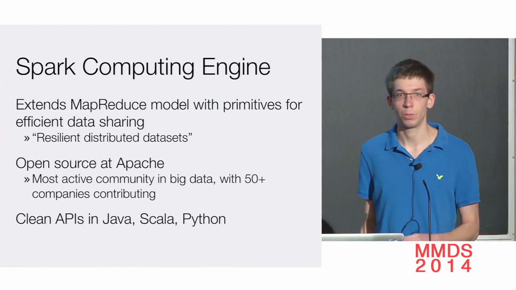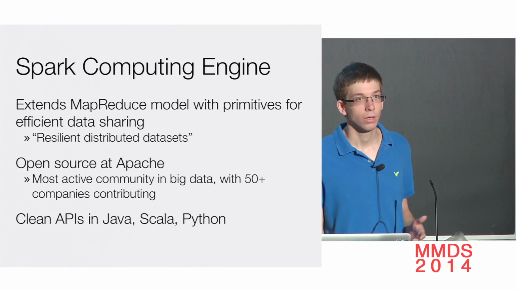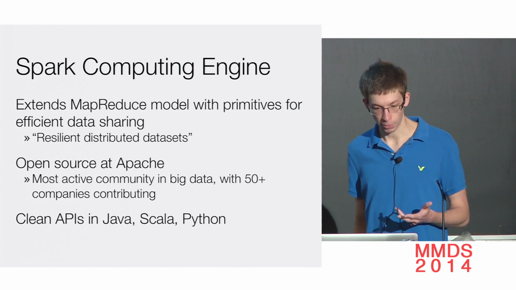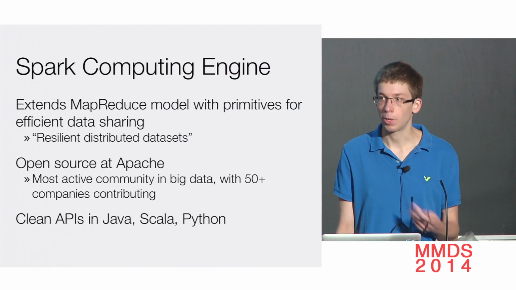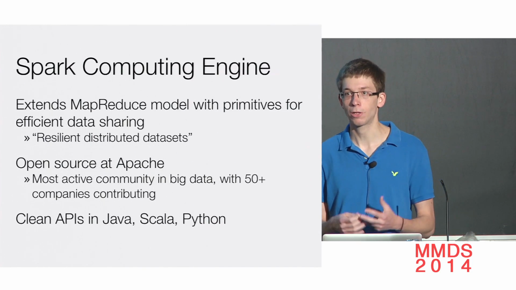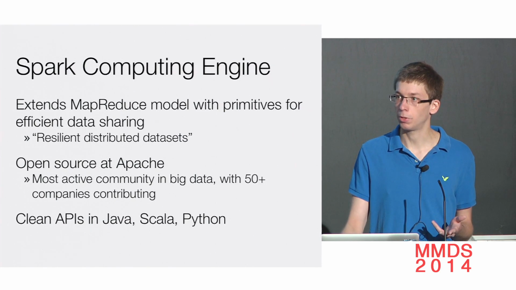Think of it as a distributed array or a distributed collection of objects, something like that. Spark is an open source project at Apache now. Over time, since the project started about 4 years ago, it's actually become extremely active. And now, apart from UC Berkeley, a number of companies contribute to it as well.